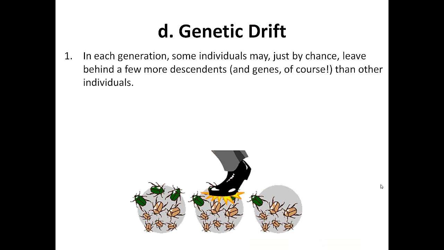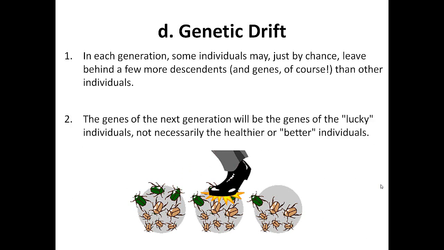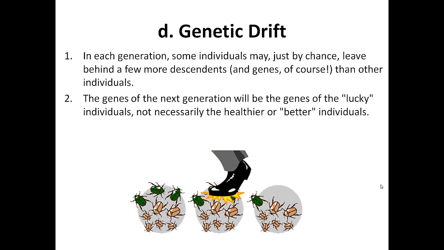The 4th thing that can drive evolution is genetic drift. So consider this. I'm just going to read it. In each generation, some individuals may, just by chance, leave behind a few more descendants and genes, of course, than other individuals. So they just happen to get lucky and have a bunch of kids. The genes of the next generation will be the genes of those lucky individuals, not necessarily the healthier or the better ones. It's going to be more random.